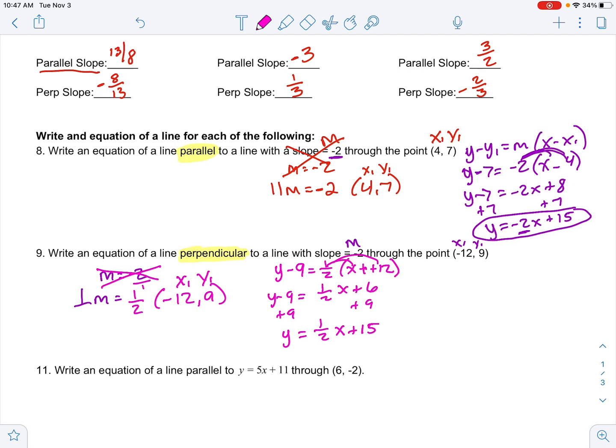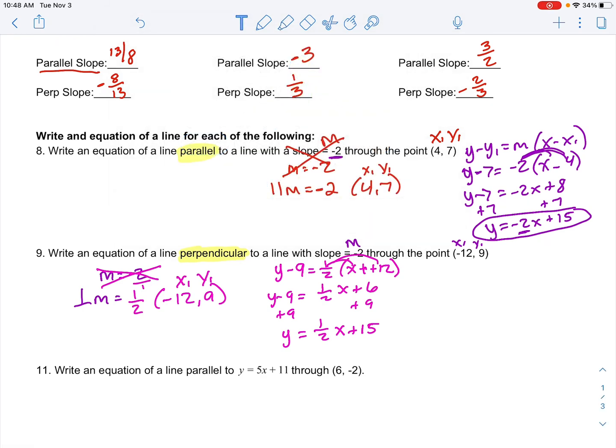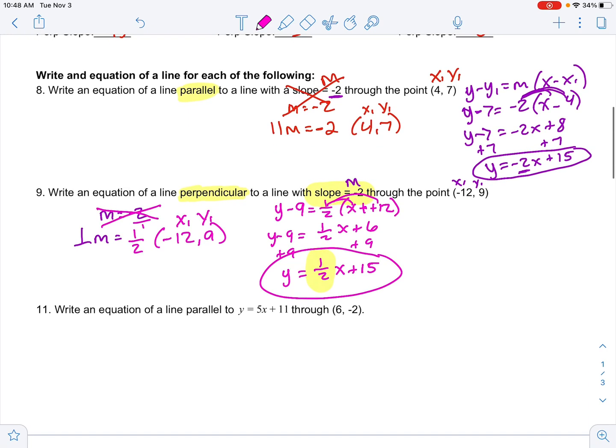Okay, and you can see my slope from the original equation right here is -2. My slope in this equation is positive 1/2. So this line would be perpendicular to that original equation or line.